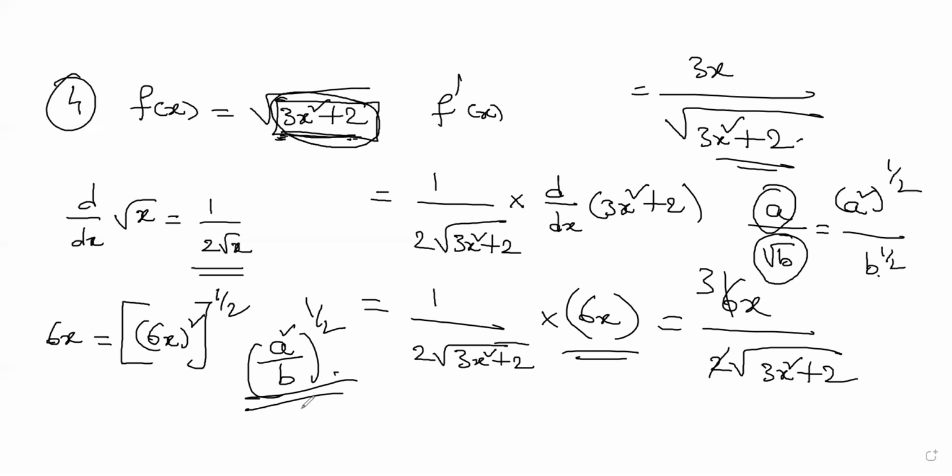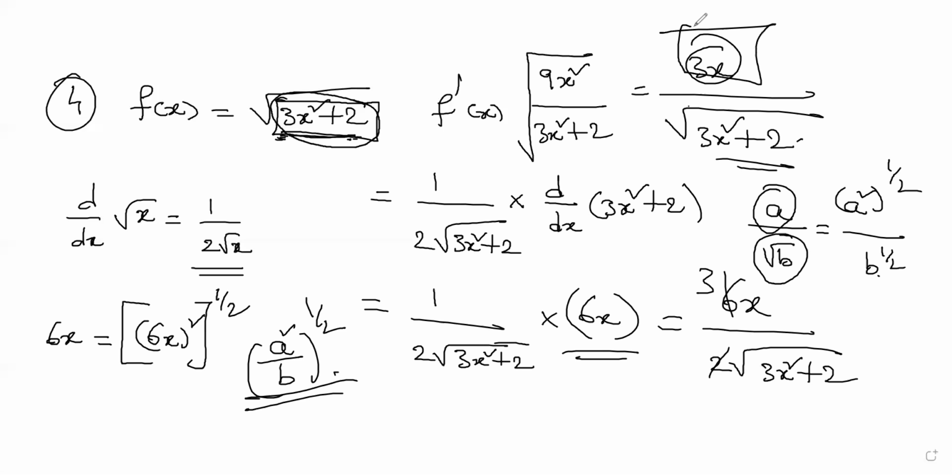So if you want to take 3x inside the square root, the function would be like, you got a square 3x, that becomes 9x square, divided by 3x square plus 2. This is how you can write. Clear? Hope you got it. So this is how the things work. So here this power has to match with the power in the numerator. Then only you can take the entire thing into square root. Clear?